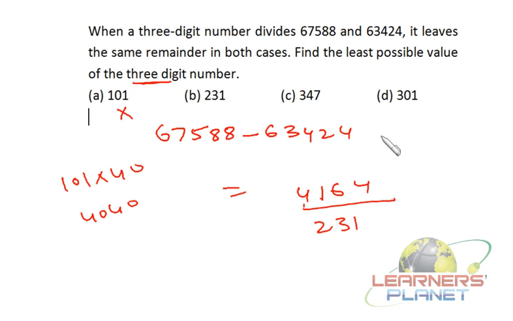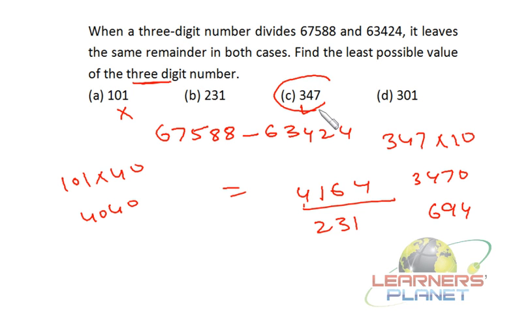Now let's check 347. It is 3470. Now we are left with 4164 minus 3470, that is 694. Now let's see whether 694 is a multiple of 347 or not. Yes, 347 into 2 is 694. That means this number 347 is a factor of 4164, hence it will be the correct choice.